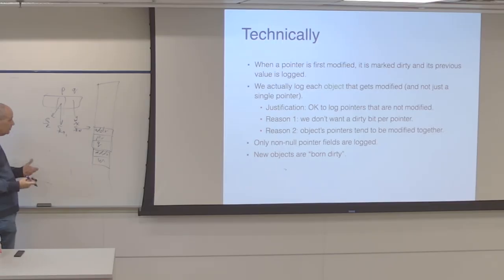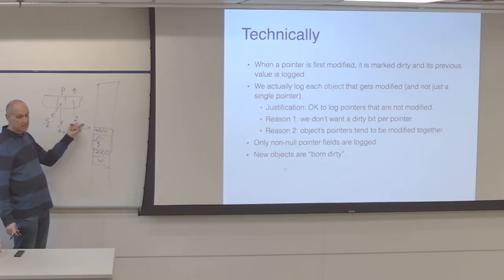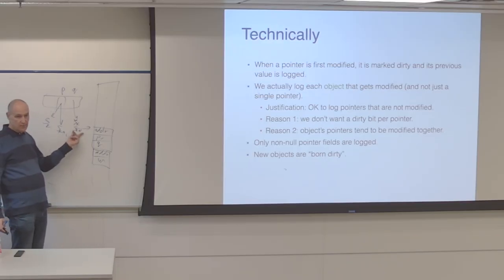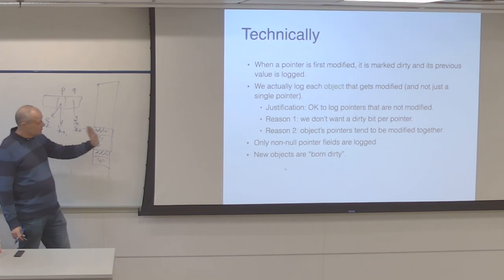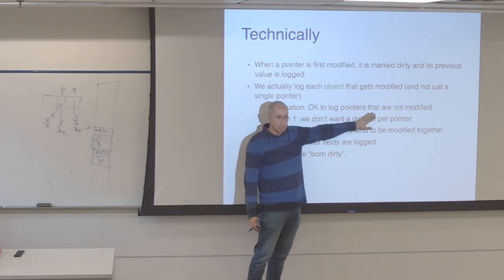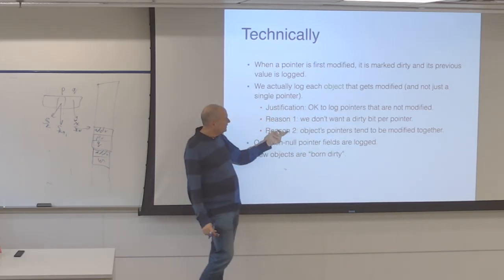But this is okay. What I will do is decrement the reference for snapshot K and increment it for snapshot K plus one. I will not change the reference count. So it's okay to do. First I want to say it's okay to log pointers that are not modified because I will not break any reference counts. But why do I do it?